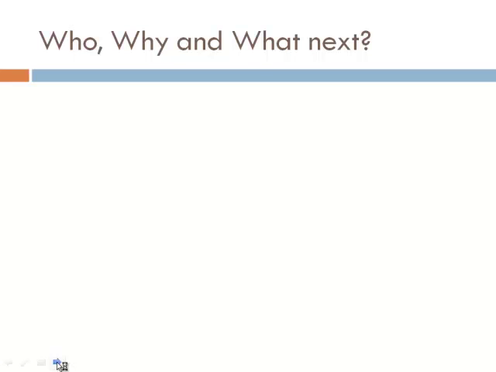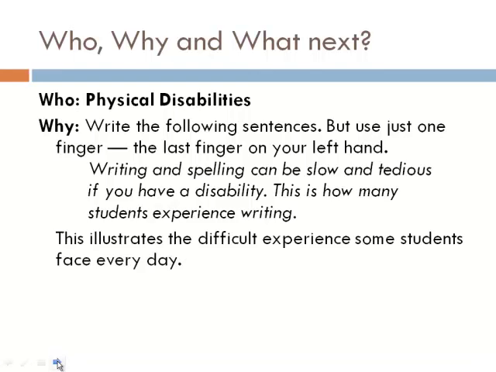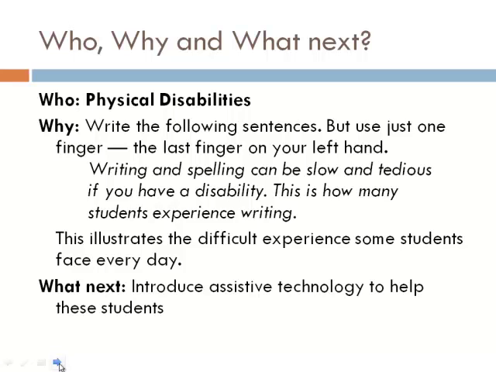But that's not all, not just specific learning disabilities. What about students with physical disabilities? If you had to write the following sentence, but you had to use just one finger, the last finger on your left hand, writing and spelling can be slow and tedious if you have a disability. This is how many students experience writing. So this program will be able to help with students who have this type of physical disability. CoWriter 6 will help them with that.